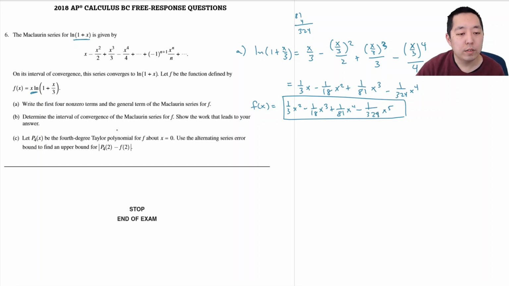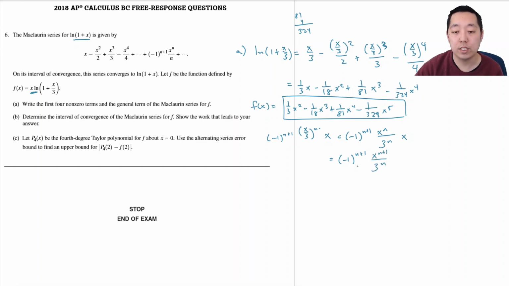Okay. Determine the interval of convergence of the Maclaurin series for f and show the work that leads to your answer. Well, we have to look at the nth term here for f. So it's (-1) to the n plus 1, and instead of x to the n, it's x over 3 to the n. Times x. Why do I say n plus 1? It's not n plus 1, it's just n. I'm thinking of the next step where I multiply by x, and so I get (-1) to the n plus 1, x to the n plus 1 over 3 to the n.